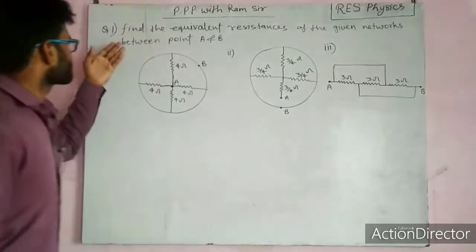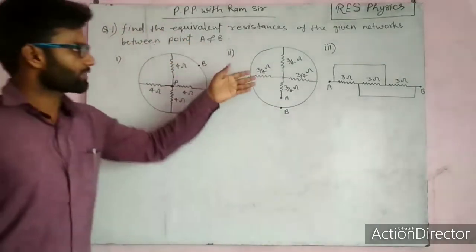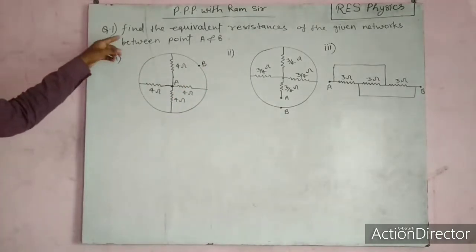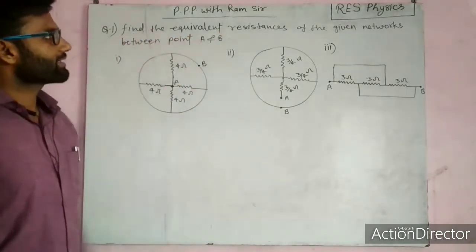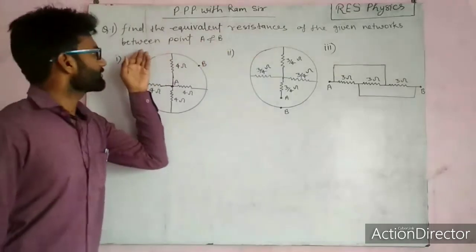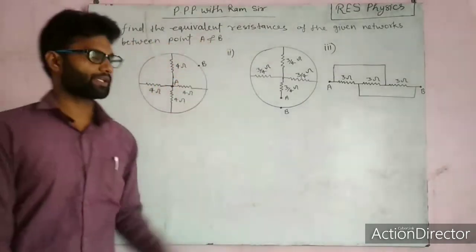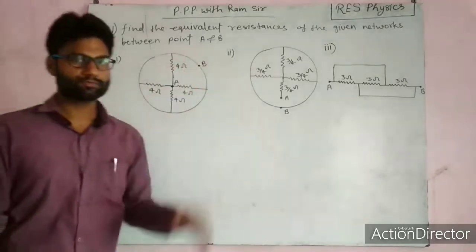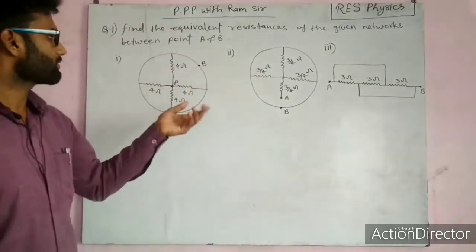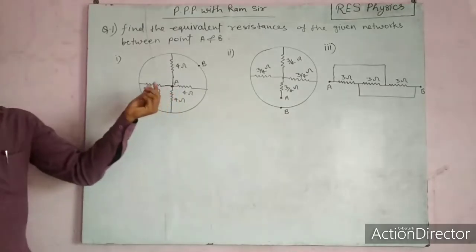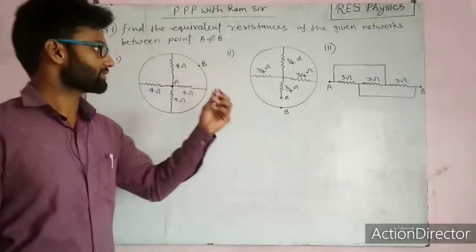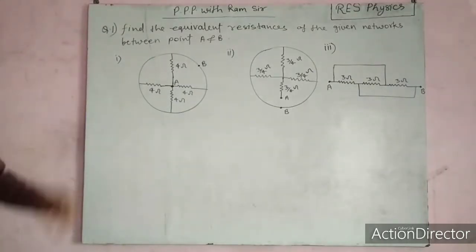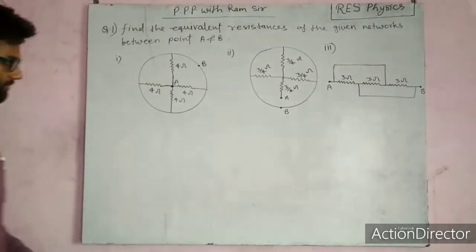As you can see, there are a few diagrams given here. The question is, find the equivalent resistance of the given network between points A and B. In all the circuit diagrams, there are 2 points shown. We have to calculate the equivalent resistance between those points, point A and B, right? So starting with the first question.